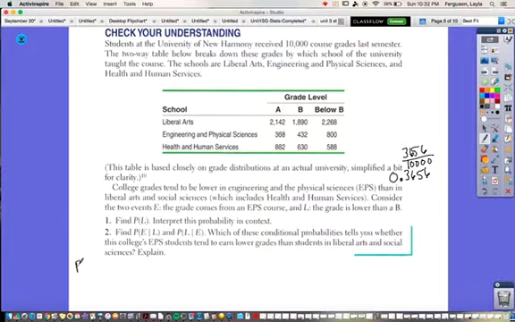So the first thing we will do is find the probability that it's an EPS course given that the grade is lower than a B. In order to do that, you need to first find the probability that it's an EPS course and it's lower than a B. So whenever you have the probability of A given B, you start out by finding the probability of A and B at the same time over the probability of B.